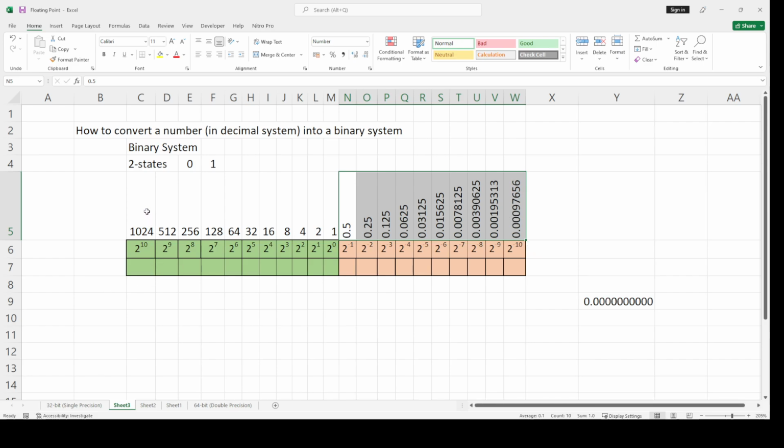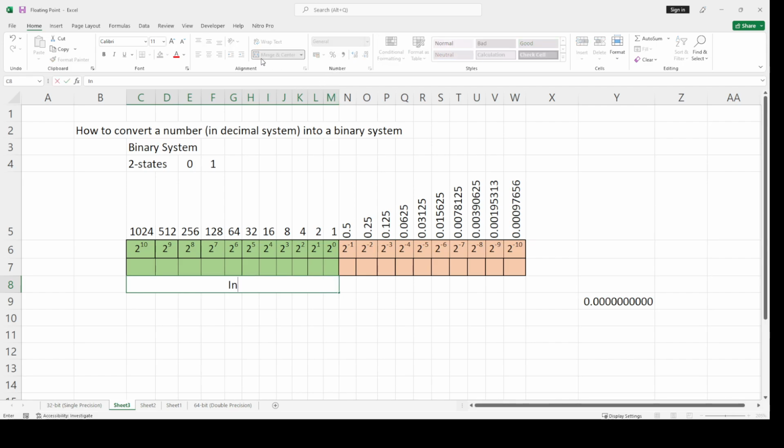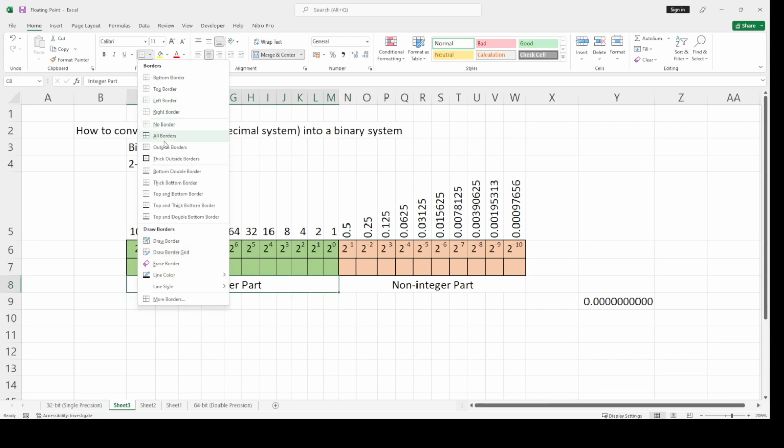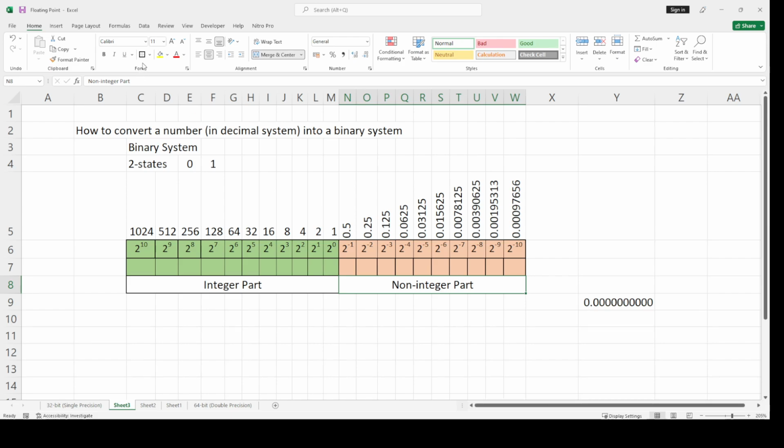As you can see here, this first part is what we call the integer part. And this one is the non-integer part. In short, this is the fractional part, or if you can fraction it. So as you can see here, we have two parts, the integer part and the non-integer part.